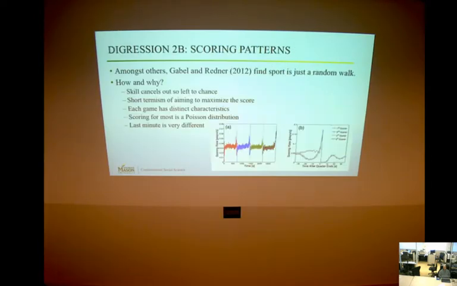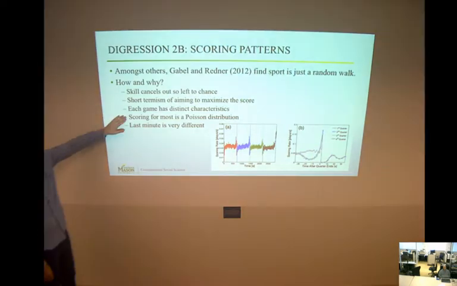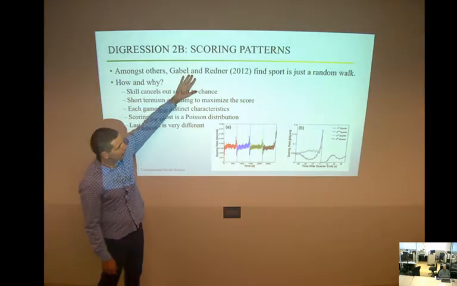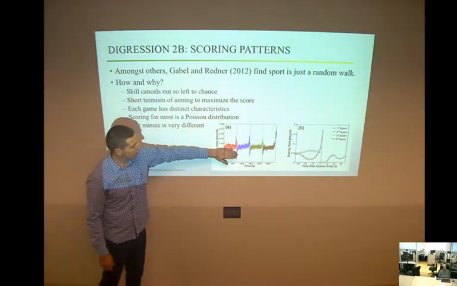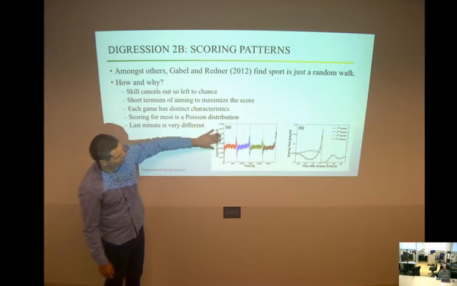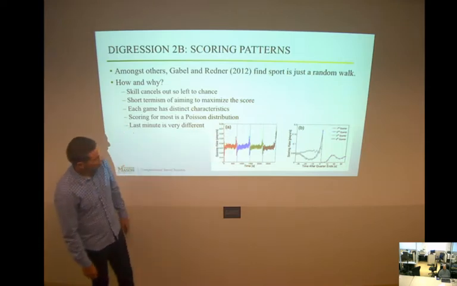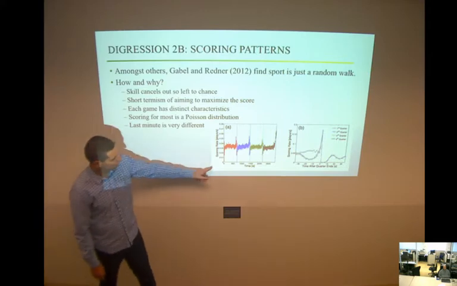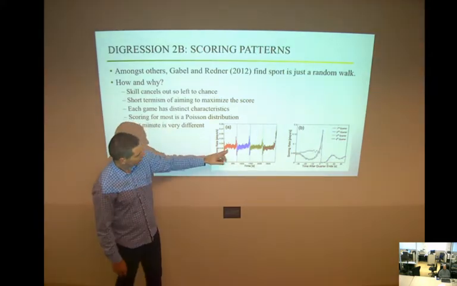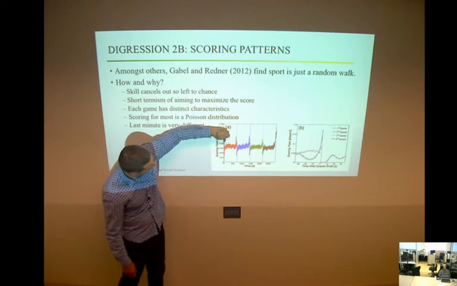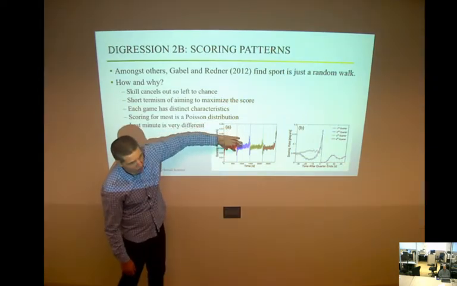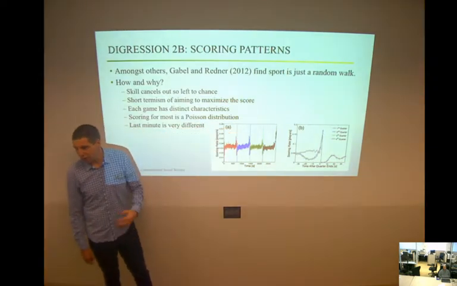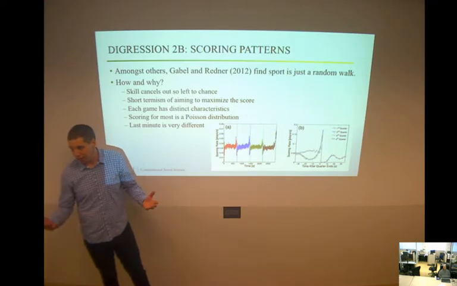Now, in terms of scoring patterns, this is really what comes into play in my model. There's a whole host of papers on this, and this is for NBA basketball. I think it's 8,000 or 9,000 games they analyzed. This is the amount of seconds. So basically, apart from the start of the quarter and the end of the quarter, scoring is just a random walk in the outcome.